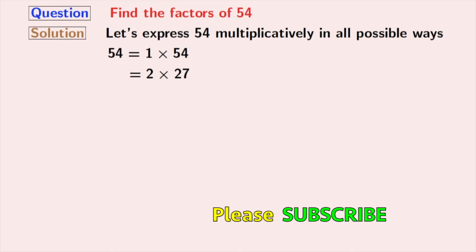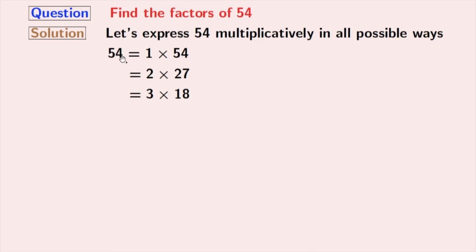Next, number 3 divides 54 and gives us 3 times 18. Next, 4 does not divide 54, so we will move to 5, and this number also does not divide 54. Now, it is time for 6. And we see that 6 divides 54 and we have 6 times 9, which is equal to 54.